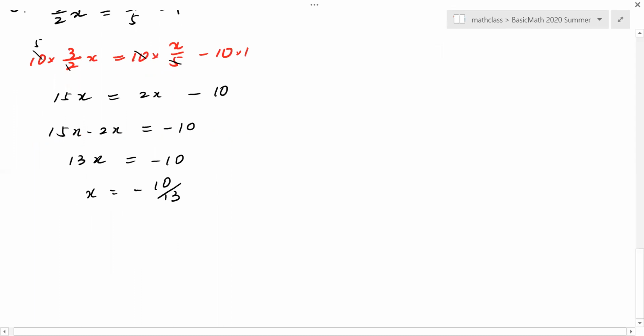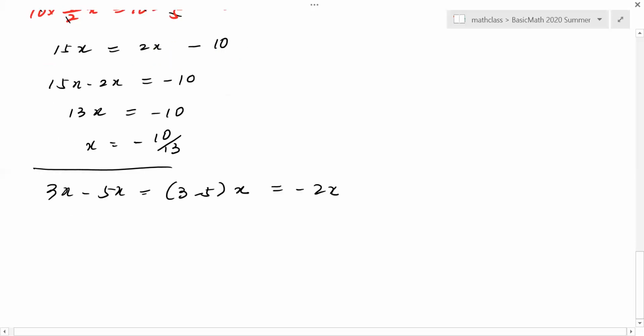Now let me talk about the formula. When you see something like 3x minus 5x, you can say 3 minus 5. Actually, what we're doing here is 3 minus 5 times x, which is going to be negative 2x. So I have to talk about formulas here. So if we have A times B plus C or minus C, that's going to be AB plus or minus AC.